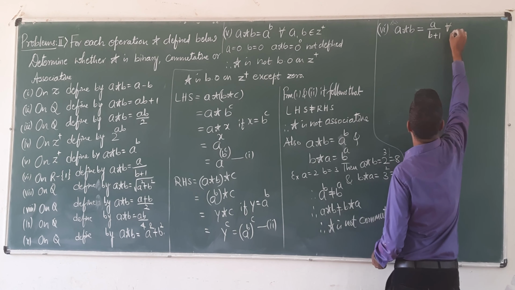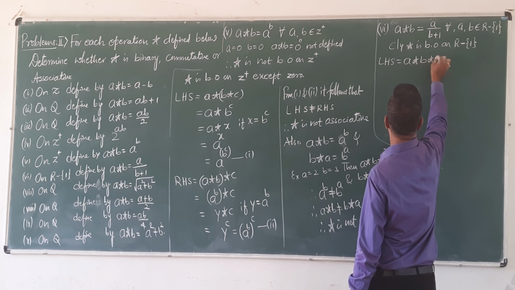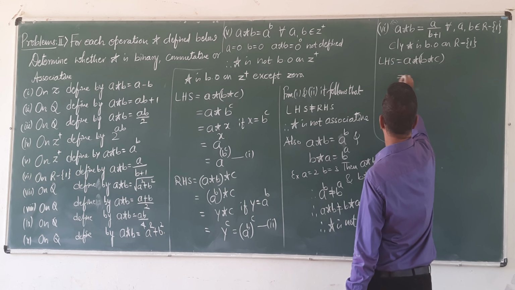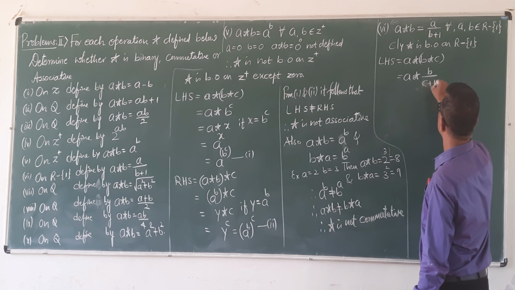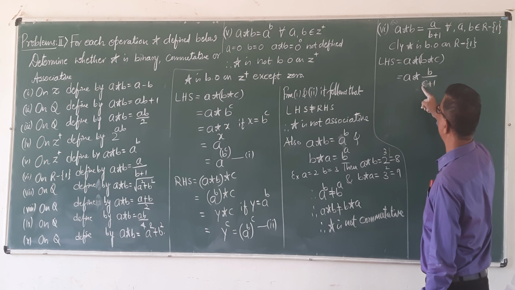Okay. Now, is it associative? Check it. LHS: a star of b star c is equal to a star. a star b is equal to a divided by b plus 1. What is b star c? b divided by c plus 1. That is a star. Put b by c plus 1 is equal to x, where x is equal to b divided by c plus 1.